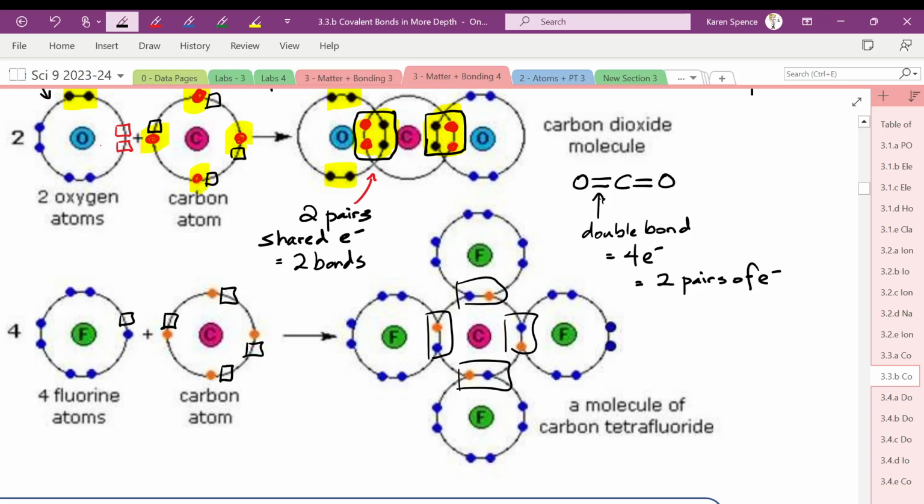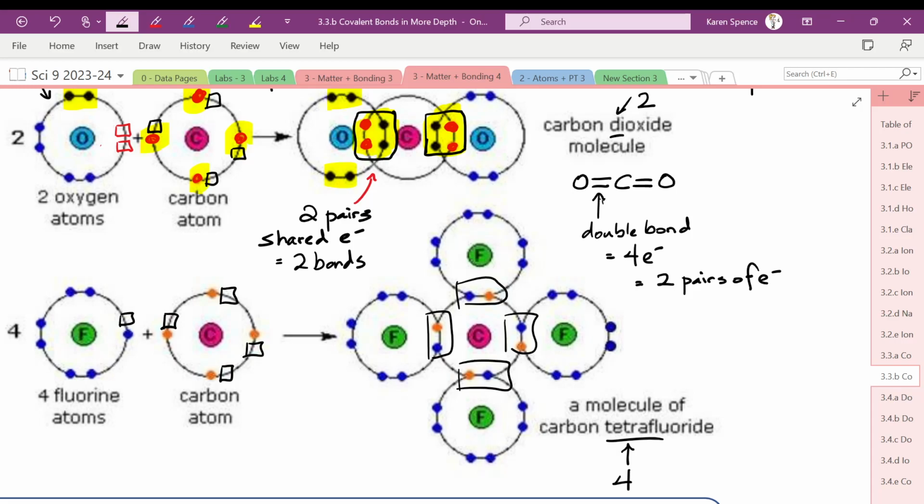This molecule is called carbon tetrafluoride. Can you guess what tetra means? Tetra means 4. And in Unit 4, we'll learn what those prefixes mean. It's just like carbon dioxide. Di means 2. Okay?